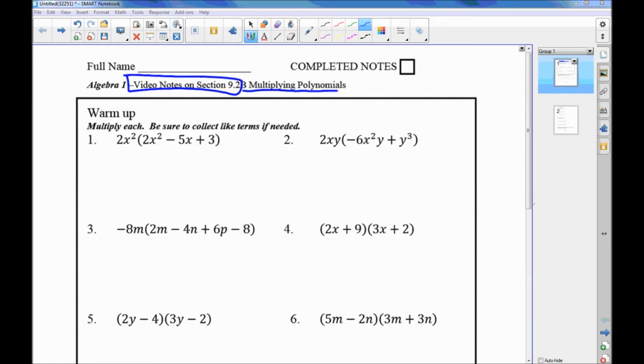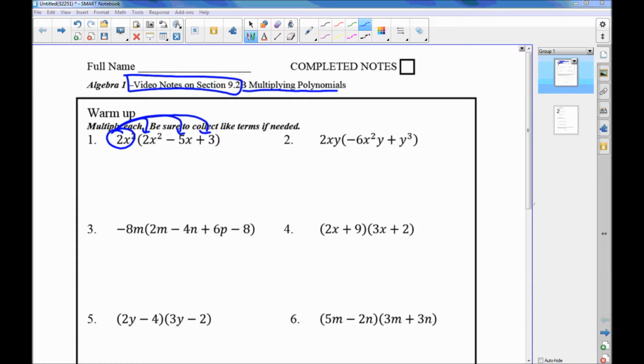All right, our warm-up said multiply each. Be sure to collect like terms if needed. So you can use the box method, although I really suggest you start trying to do it algebraically without the box at this point. All right, so first one, we're doing 2x squared, and we're timesing by 2x squared, by minus 5x, and by 3.